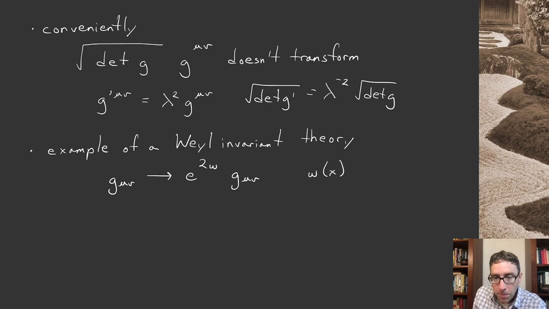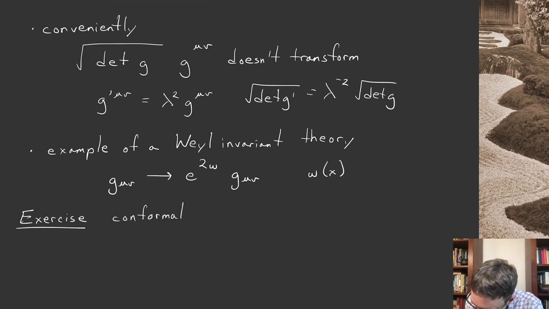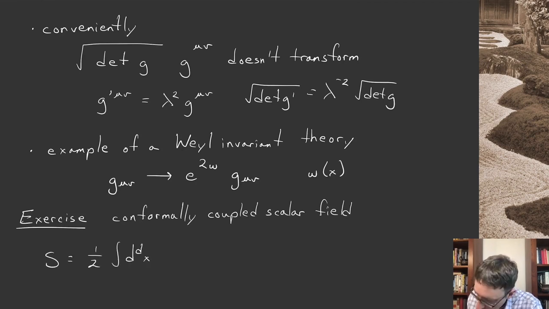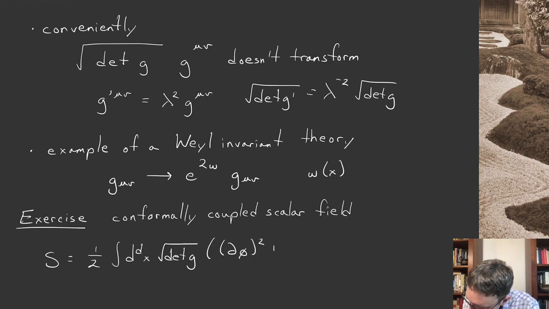So it's a very simple example, this 2D massless scalar field. There's a more general set of scalar fields, so-called conformally coupled scalar fields, and I'll leave that as an exercise to you. It doesn't work quite as nicely in more than two dimensions. This is the conformally coupled scalar field. If I write S equals, let's put a 1/2 there again, the integral d^d x, now I'm in d dimensions, I still have the square root of the determinant of g, and I'm going to have (∂φ)² plus a constant ξ, which I'm going to ask you to determine, times the Ricci scalar, and φ² again. And the claim is that this is, again, Weyl invariant, if I scale φ as well.